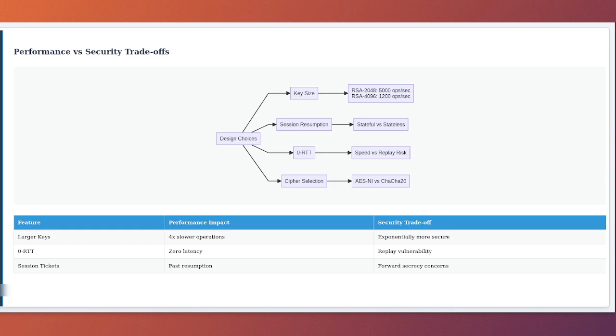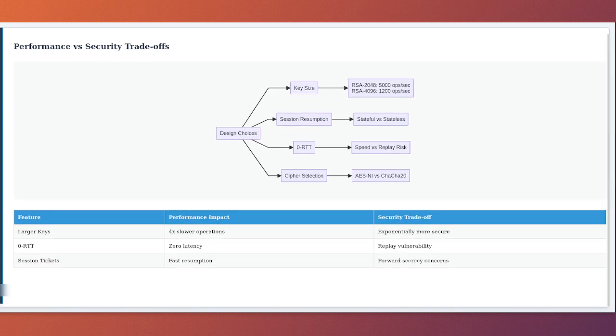Even the choice of symmetric cipher affects the trade-off. AES is incredibly fast with hardware support, AES-NI instructions, but on devices without hardware acceleration, ChaCha20-Poly1305 can be 3 times faster. Google developed ChaCha20 specifically for mobile devices where battery life is crucial. It's a reminder that performance means different things in different contexts. Sometimes it's about throughput, sometimes about latency, and sometimes about power consumption.